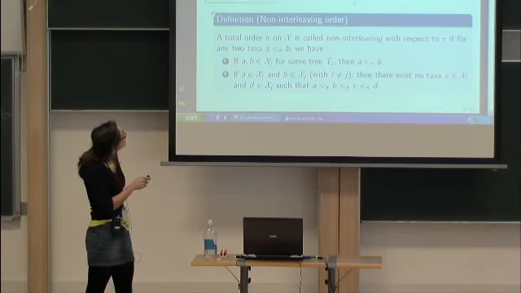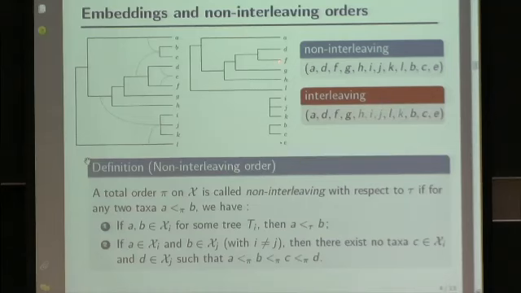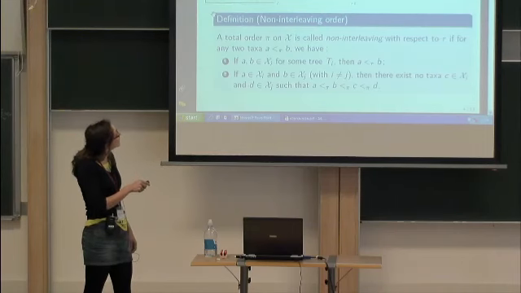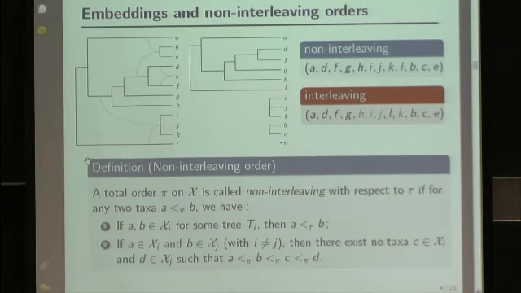Here I have A, D, F, G, H. Then I start with the second tree, so I, G, J, K. Then I continue with L, then B, C, E. This is good because they are one inside the other. But if I take this one, for example, I have H, then I go I, J, then I go back L, then I go to K. This is not good. These are overlapping.